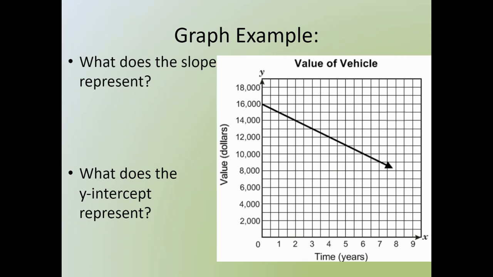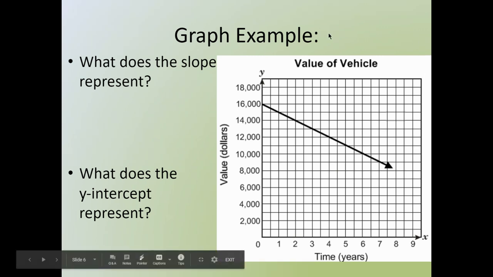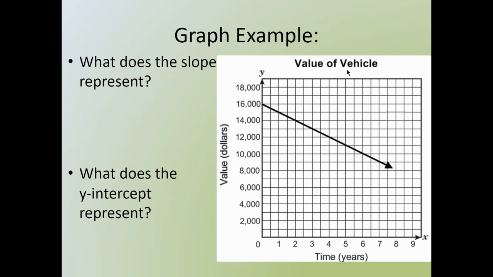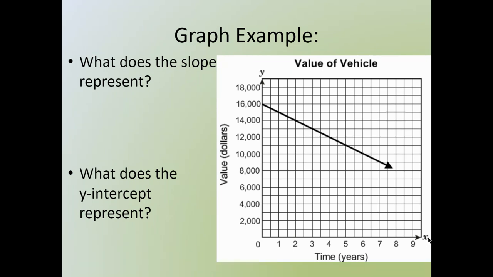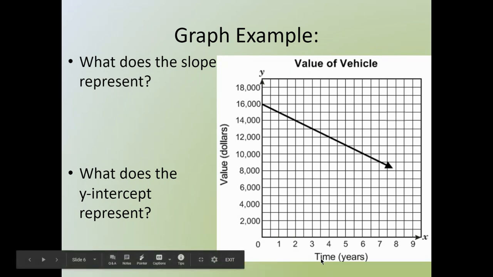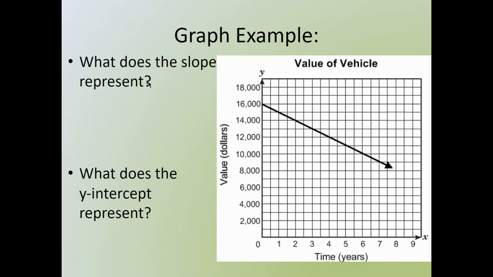Now we have a graph example. So let's take a look at the graph given. The graph is about the value of a vehicle. The x-axis, which is our independent variable, represents the time in years, and the y-axis is the value of the vehicles in dollars. So what does the slope represent and what does the y-intercept represent?